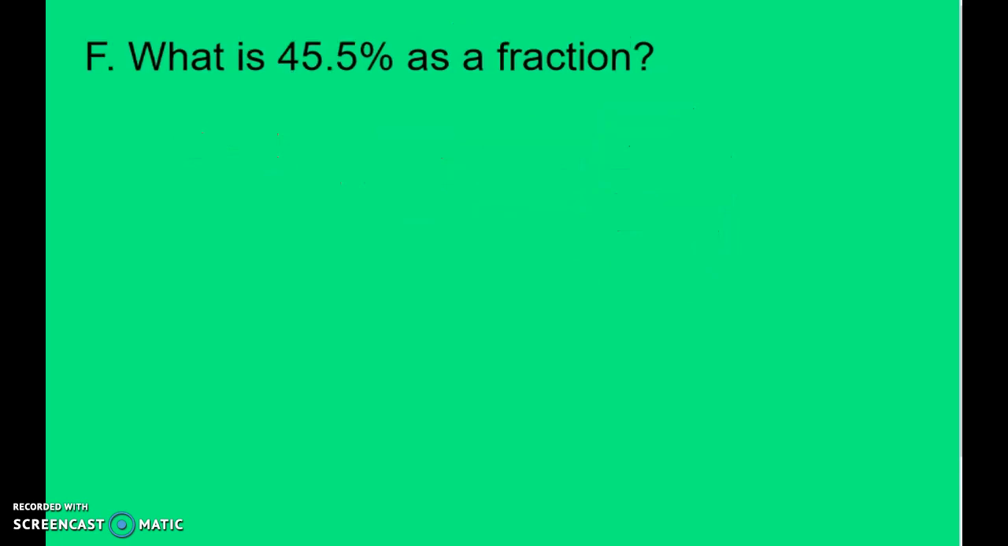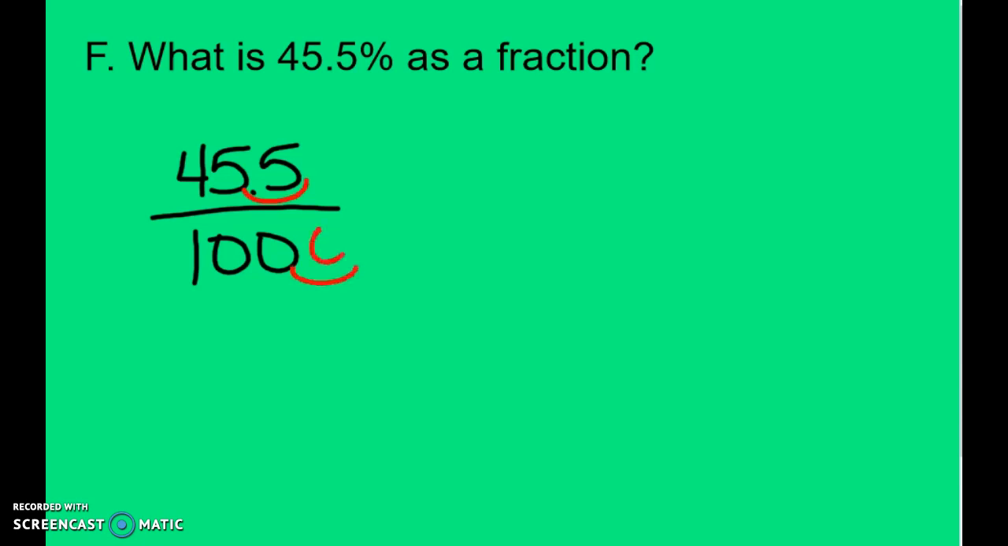Okay, our next example has a decimal, 45.5% as a fraction. So remember, write the percent over 100. Okay? Our rule says we cannot have any decimals in a fraction. So we move this to the end, which means we have to move this one time. We move the top to the right once. We're going to move the decimal on the bottom to the right once. So now we have 455 over 1,000.